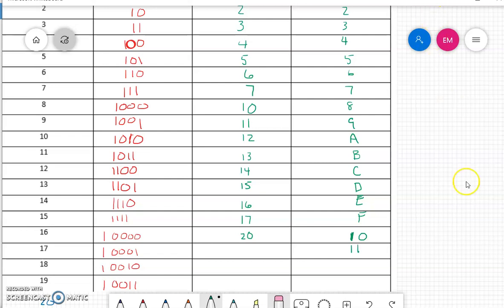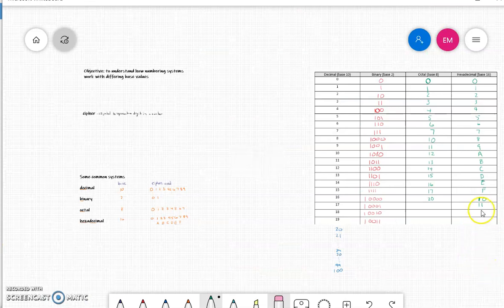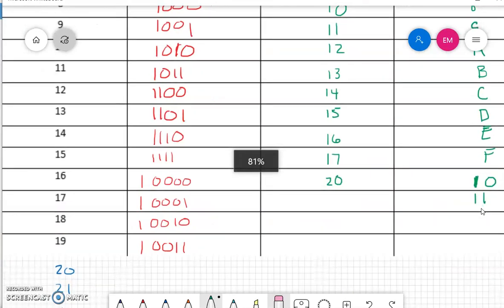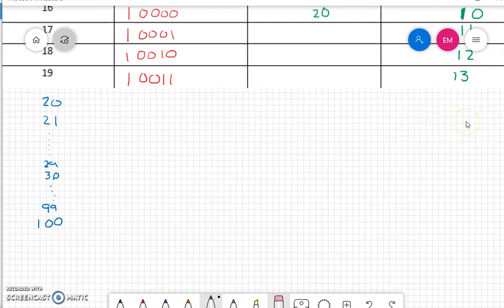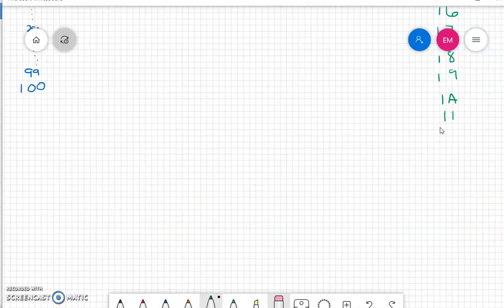And let me see if I can scroll down here. Oh, I don't know what's happened there. 1, 2, 1, 3, so forth and so on. Let me scroll down here even further. Okay, 1, 4, 1, 5, 1, 6, 1, 7, 1, 8, 1, 9, 1A, because remember, we haven't run out of ciphers yet. 1B, 1C, 1D, 1E, 1F.